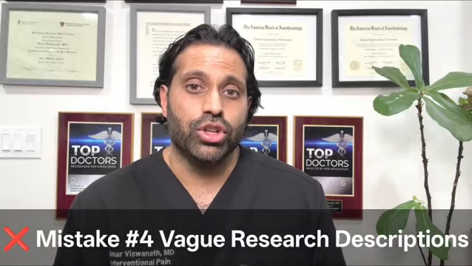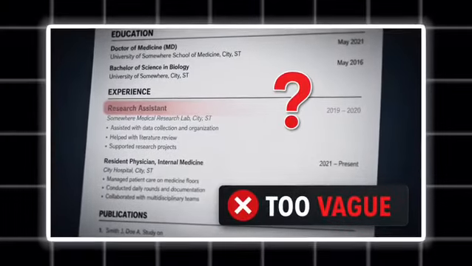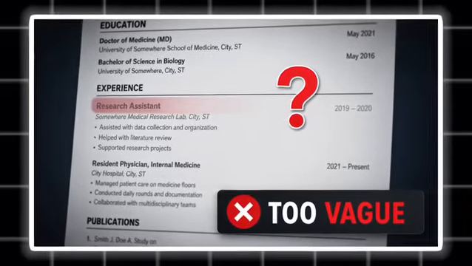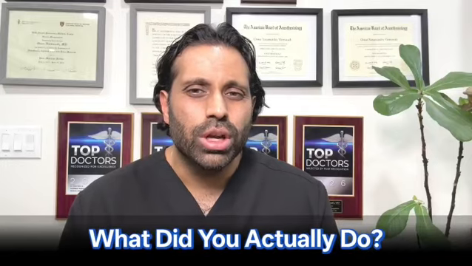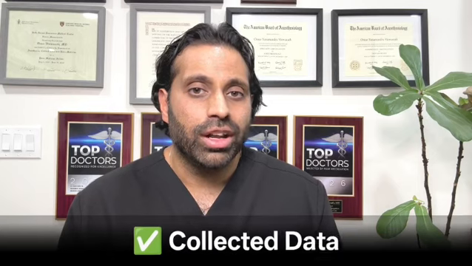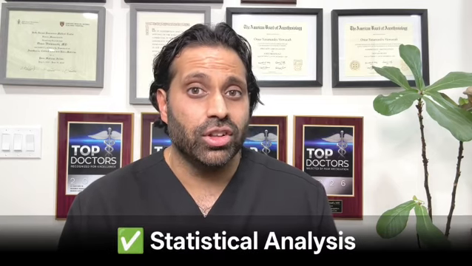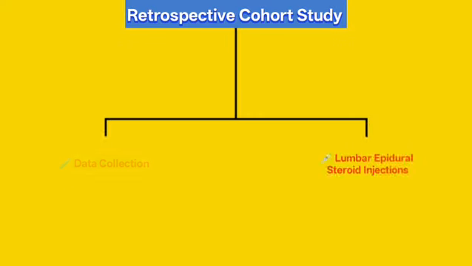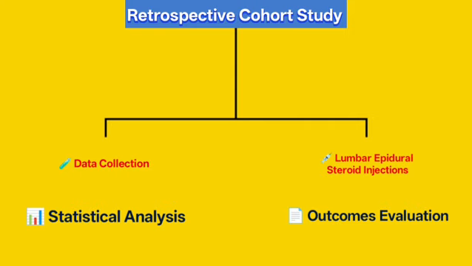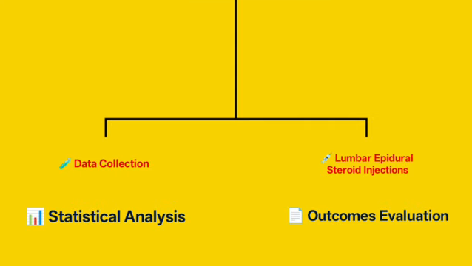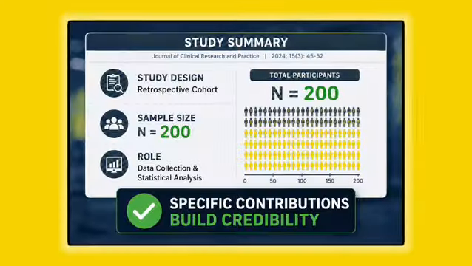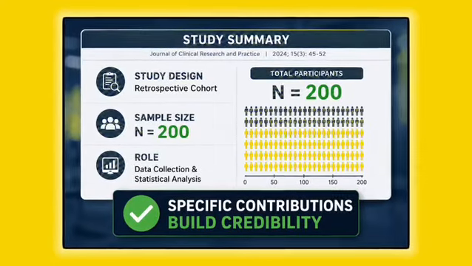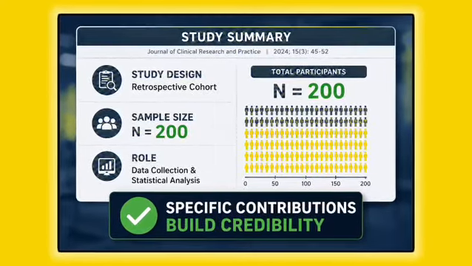Mistake number 4. Vague descriptions of research involvement. "Research assistant" means nothing without context. What did you actually do? Did you collect data, perform the statistical analysis, write the manuscript, design the study? Be specific. "Contributed to data collection and statistical analysis for retrospective cohort study evaluating outcomes in lumbar epidural steroid injections, N equals 200" tells a program something about your real skills and what you actually did.